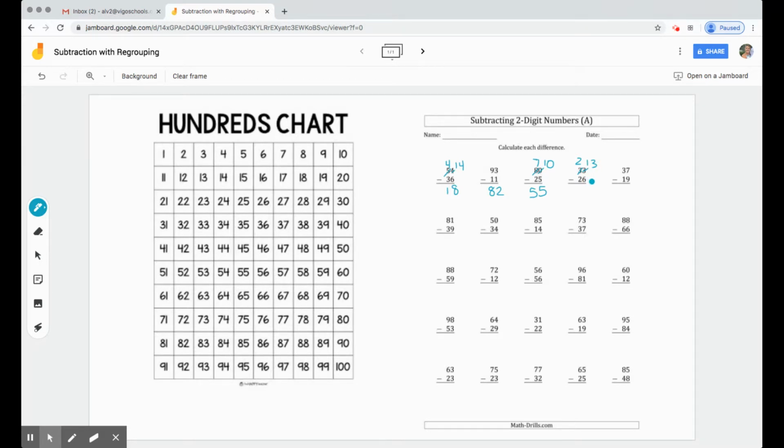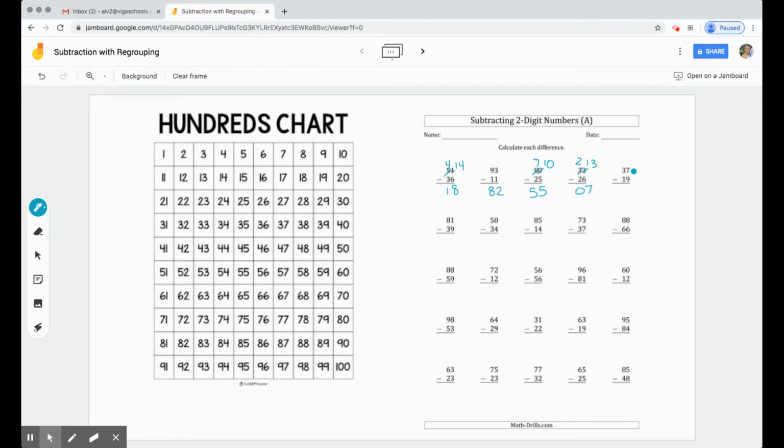If you wanted to use your hundredths chart, you would start at 13 and count back 6 hops. 1, 2, 3, 4, 5, 6. I landed on 7. Then 2 minus 2 is 0. So your answer is 7.